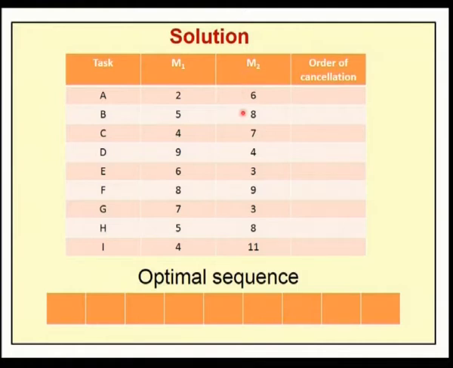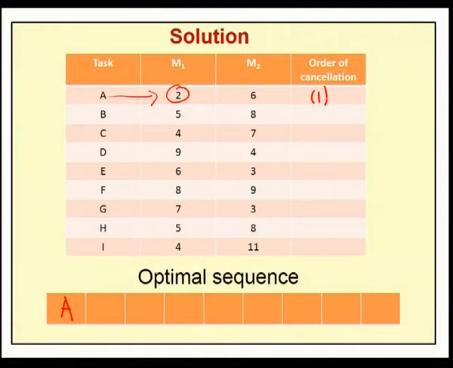For that, among all the processing times of each machine, we have to select the smallest. Here, the smallest is 2, which corresponds to job A under machine 1. Therefore, first we have to select task A first. So, the optimal sequence is A first. So, the order of cancellation is first we cancel task A.